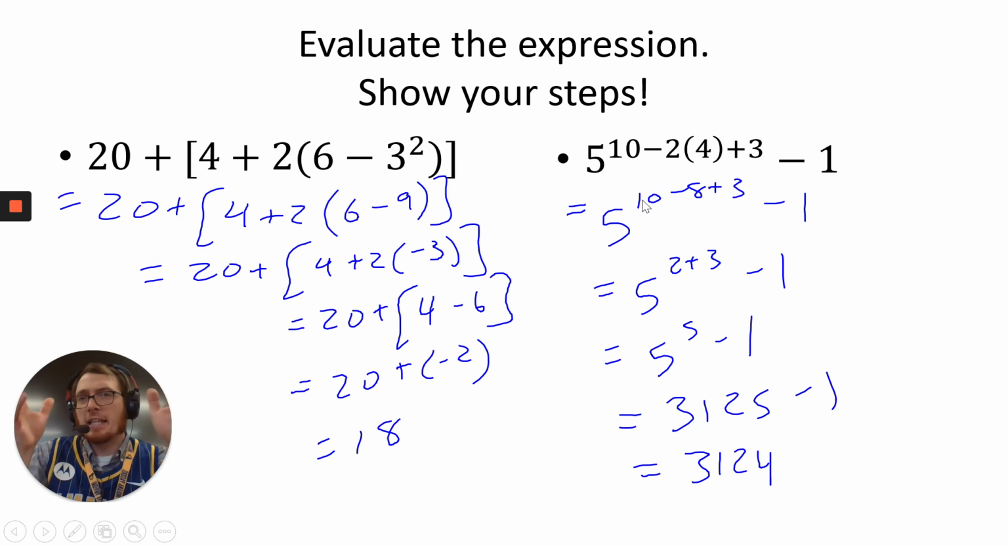The next one has an exponent with a bunch of order of operations pieces to it. So we have to do everything in the exponent first. So 2 times 4 is 8. And then I just go left to right. 10 minus 8 is 2. Then plus the 3 is 5. I'm going left to right in finding that. Notice I'm rewriting all the other pieces with it. I need to find 5 to the 5th power. The most common mistake is someone takes 5 times 5. But remember, 5 to the 5th is 5 times itself, 5 times. And that should be 3,125. And then subtract the 1 and you get 3,124.